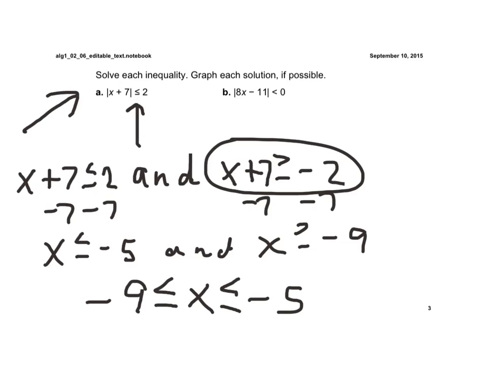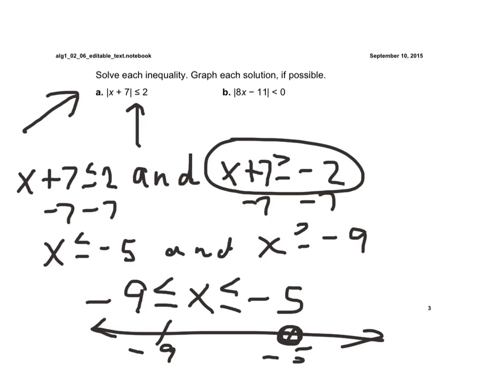And then if you were asked to graph, we'd just go from -9 to -5, be closed and shaded in between. Alright, I'm going to erase this one and do letter B.